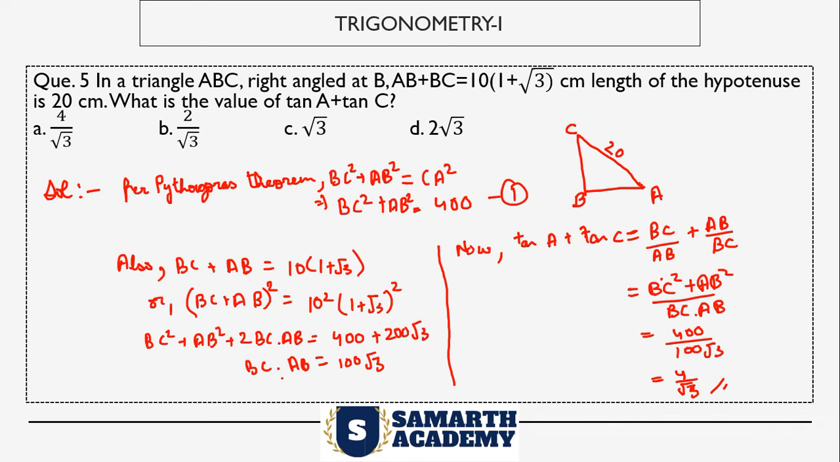To find that, we simply need to find BC into BA, because BC square plus AB square is already known. This is nothing but the hypotenuse square. So let's find BC into AB. We square both sides of this expression. It becomes BC square plus AB square plus 2 BC into AB equal to 400 plus 200 root 3. BC square plus AB square is already known to be 20 square, so the rest of the expression becomes 100 root 3. Substituting this here, we get 400 by 100 root 3, which is 4 by root 3.